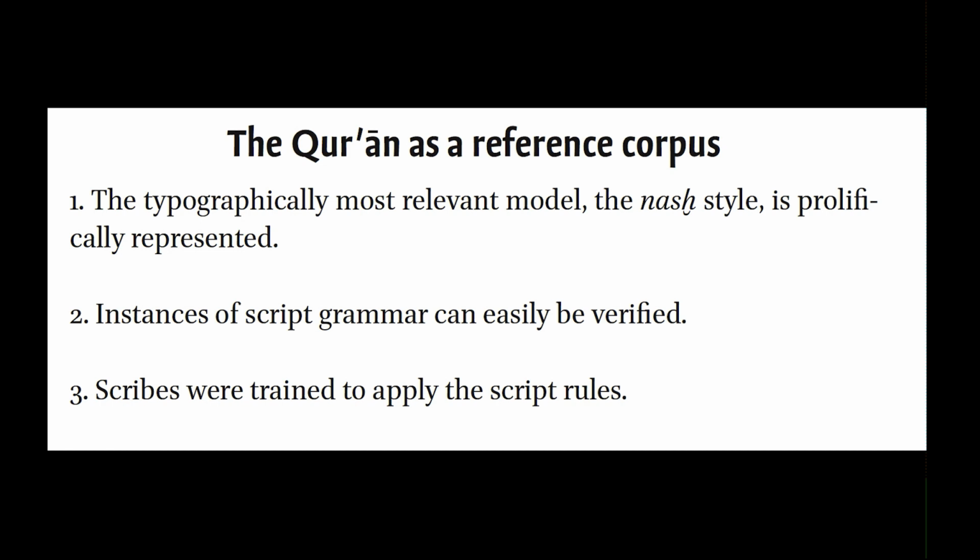If you catch a particular construction which you find intriguing, you simply look up as many copies of the Quran in any library or coffee table facsimile reproduction, and you can verify whether that is a structural thing or an incident. And it's not very likely to be an incident because the scribes were trained to apply the rules. So it's a very interesting corpus.